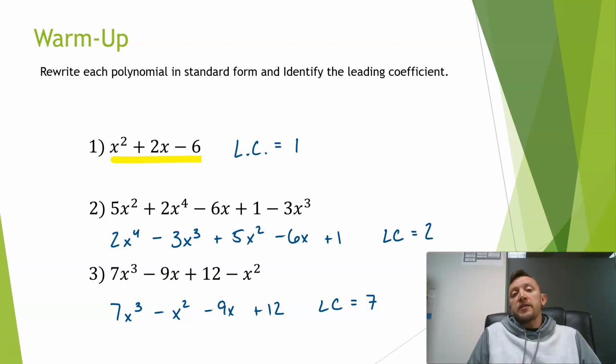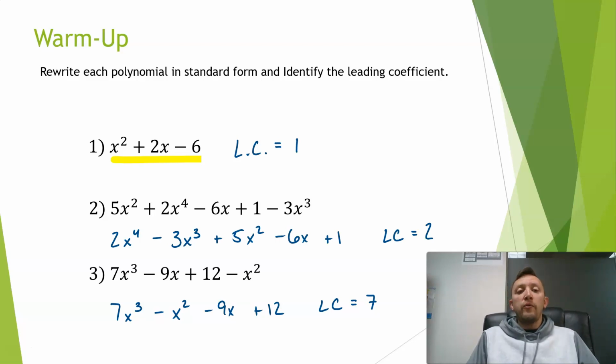The next example, we have to put that in standard form. So in standard form, I would start with the 2x to the fourth because that is the largest degree. When you look at all the terms, that's the term with the largest degree. So we'd have 2x to the fourth, then going in descending order, it'd go to minus 3x cubed plus 5x squared minus 6x plus 1. And the leading coefficient for that polynomial then would just be 2.